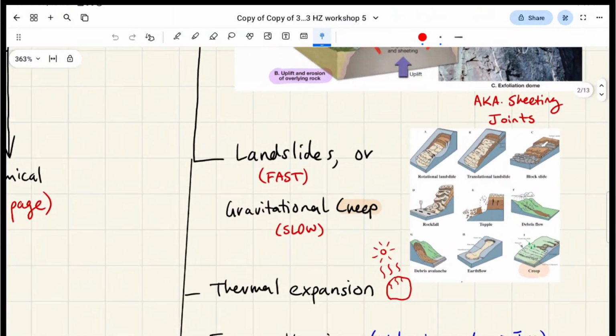The next type is landslides or gravitational creep, so I've kind of grouped these together. Landslides, I think most people have a fairly intuitive understanding of what a landslide is. But gravitational creep is essentially a landslide, but happening very slowly. Here I've included a couple examples of landslide configurations, and creep is this one on the bottom right, which is just kind of minor slow effects of landsliding.